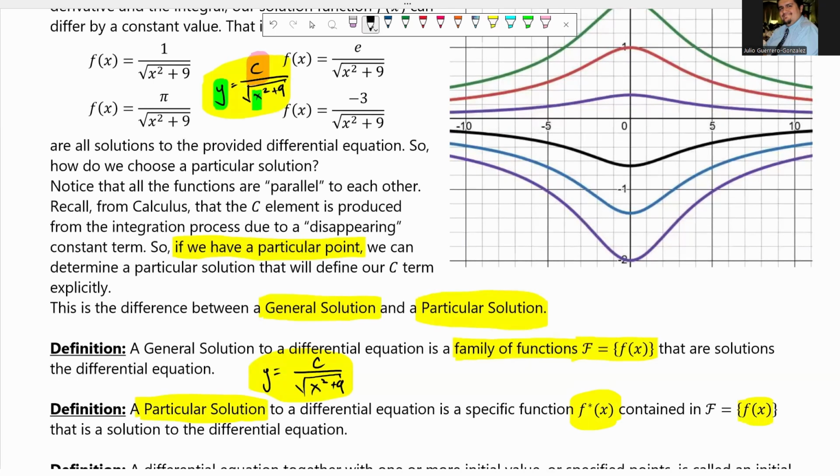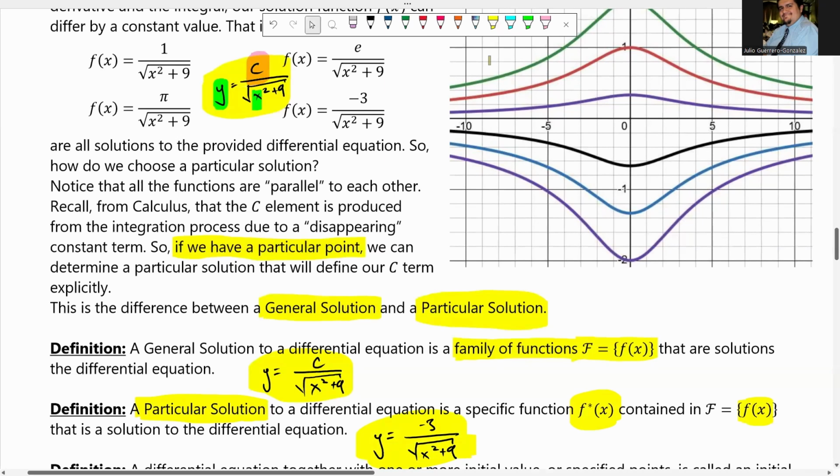So this is y is equal to -3 over x squared plus 9. Since this one has everything defined, you see that? It is particular. It is part of that family. Got it?